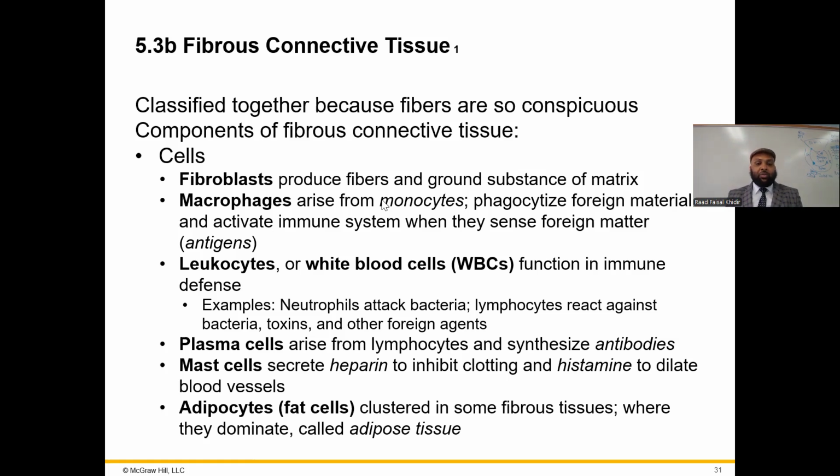The macrophages arise from the monocytes. So the monocytes are circulating in the blood connective tissue. But once they detect cytokines liberated by damaged tissue or infected tissue, they resort to chemotaxis and they start moving closer and closer to connective tissue. They phagocytize foreign material and activate the immune system when they sense foreign matter antigen.